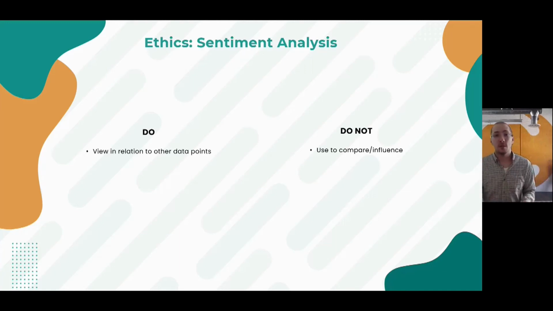But things you should not do with sentiment analysis: you should not use it to compare or influence someone's behavior. For example, you should not say, why is Jim's score lower than Mary's? Why is Mary's score lower this week than it was last week? Again, you can imagine there's ways that you could use this, but ways that you probably shouldn't. And in this case, you should not use sentiment analysis in an attempt to compare two or more people, or influence two or more people, or certainly just one person.